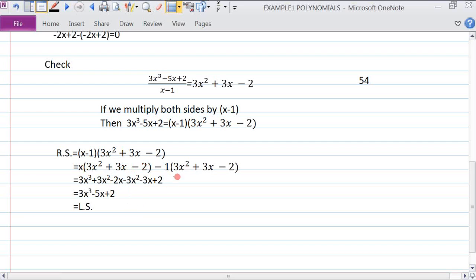Now I remove this bracket here, I get minus 3x squared. Minus 1 times plus 3x gives me minus 3x. Minus 1 times minus 2 gives me plus 2. Now let's see what we can do about collecting like terms. There's only one x cubed term, right here. Now I'm going to take plus 3x squared and minus 3x squared. I'm going to collect them. They're going to sum to 0. So minus 2x and minus 3x gives me minus 5x. And then I'm left with a plus 2.